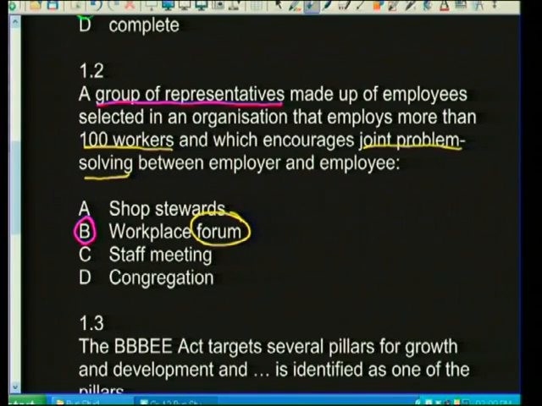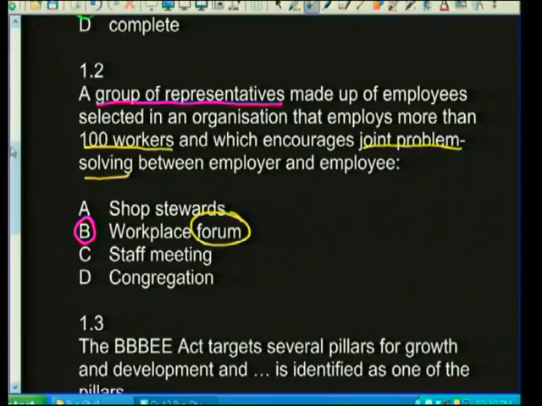Now if you go back to your study notes, and you study conflict management, you will remember that a workplace forum is there for both the workers and management to engage on matters which involve the workers and management, and which would obviously be of concern to both parties. But you only have workplace forums where you have more than 100 workers. So that's why the forum is the workplace forum. The group of workers would be in the workplace forum.